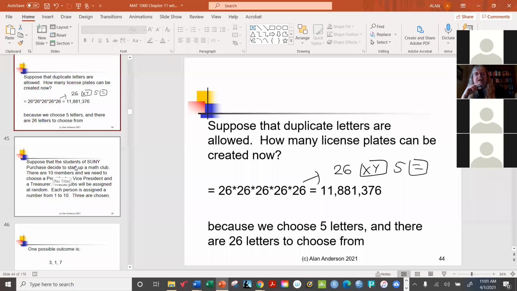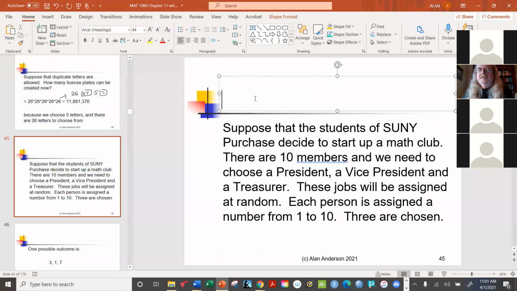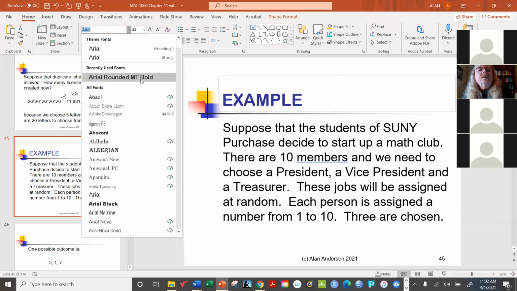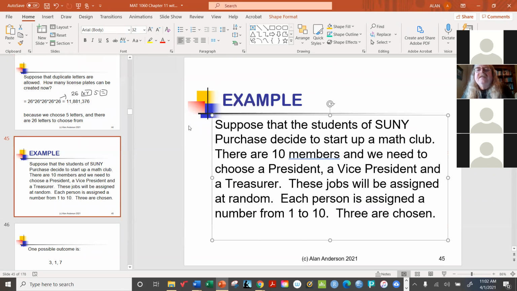Now, let's look at another example. Suppose, in this case, the students of SUNY Purchase have decided to start up a math club. But in order for the school to approve the club, they have to have a list of 3 officers. One is the president, one is the vice president, and one is the treasurer.